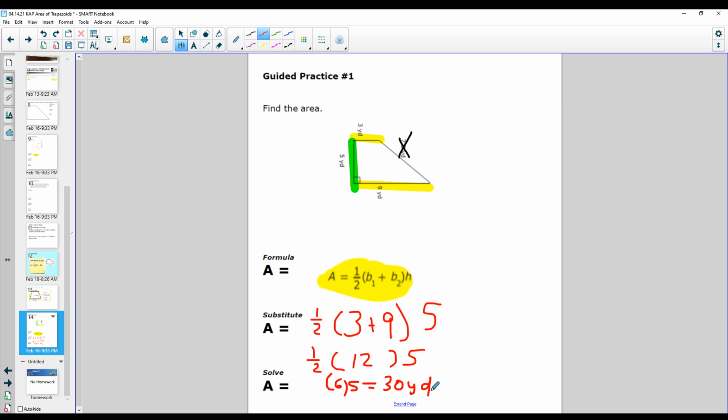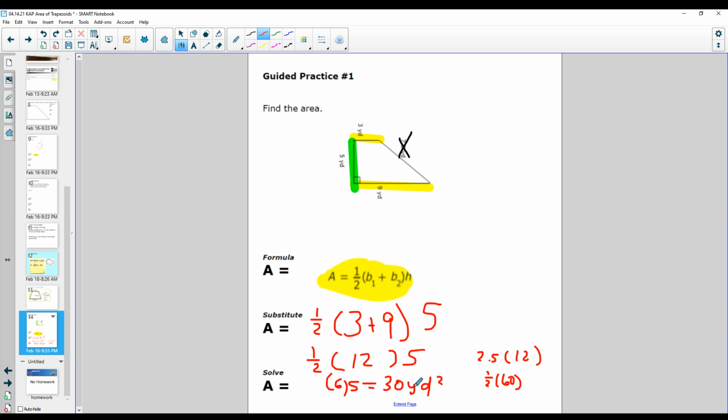Do you want to do half of 12, which is 6, times 5, which makes 30 square yards? Or do you want to do half of 5, which is 2.5, times 12, which is 30 square yards? Or would you rather do it this way? Multiply 12 times 5, which is 60. Half of 60 is 30 square yards.